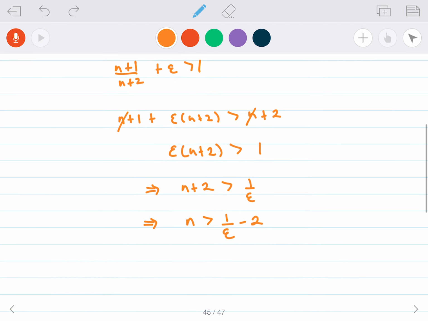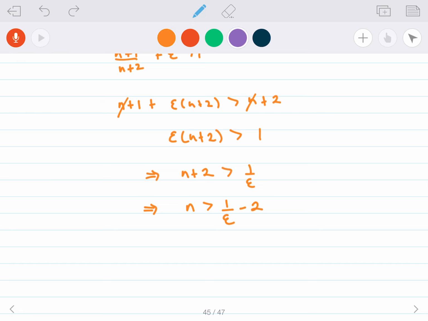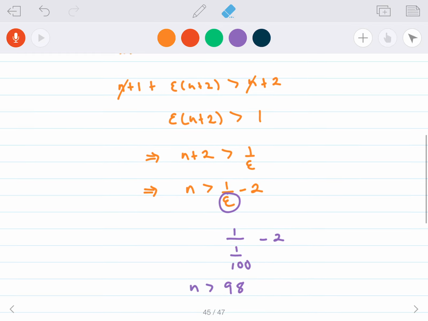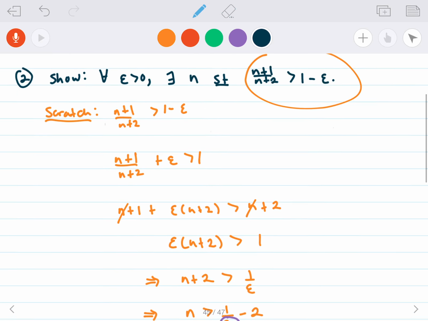Okay, so, you know, I give you an epsilon. Say I give you 1 over 100. Well, 1 over 100 minus 2 is 98. So the little n that I choose better be bigger than 98 for this to work. And I can always do this because of the Archimedean property. I can always choose a natural number bigger than 98. How about 99? Yeah, so anyway, this was the backwards work. So let's go ahead and actually do the proof. So this was the scratch work.